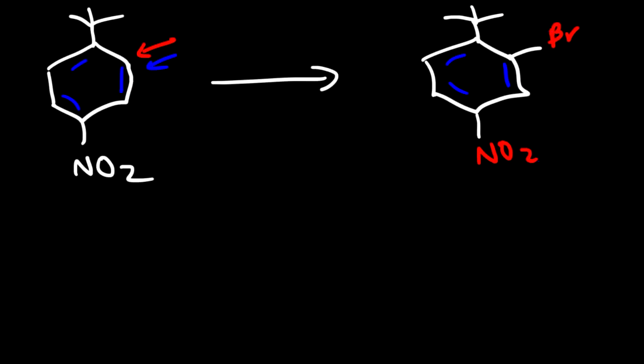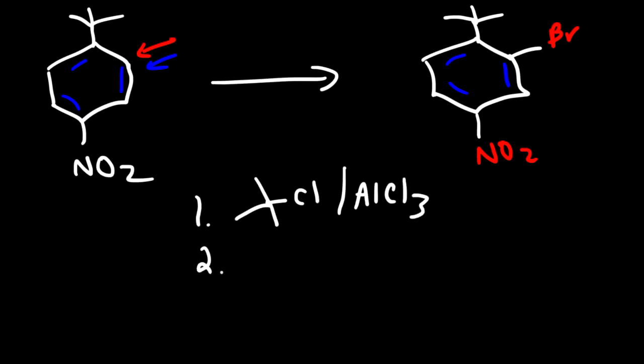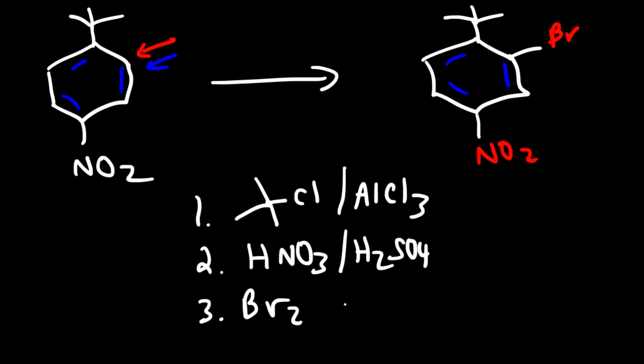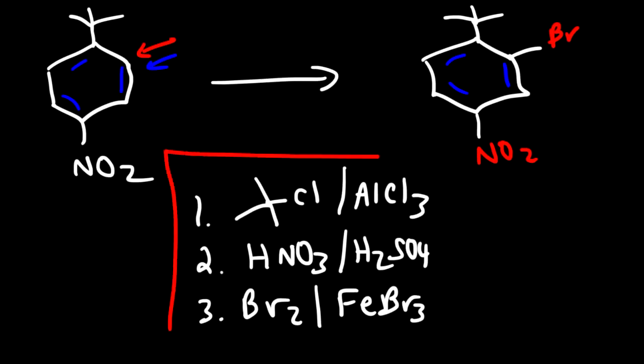So now that we know the order in which to put these three groups on a ring, let's write out what we need. So the first step is to use tert-butyl chloride with aluminum chloride. So that's going to be the Friedel-Crafts alkylation reaction. And then the second step is nitration. Nitric acid with sulfuric acid. And then the final step is bromination using Br2 and the FeBr3 Lewis acid catalyst. And so in this order, we can get the best yield for this product.